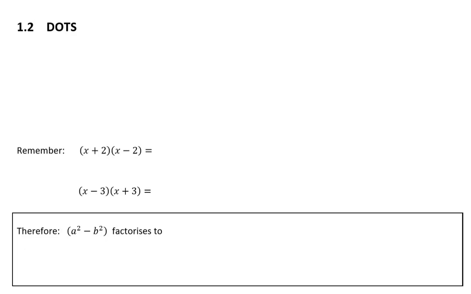Hello grade 9s. Okay, so we're a couple of lessons into factorizing. I hope you're really enjoying it. I really love factorizing. It's such fun. So what have we done so far?